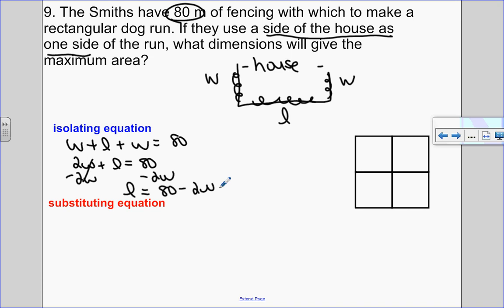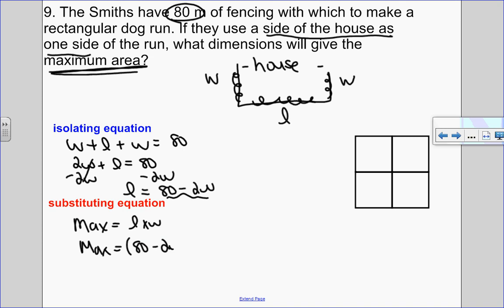Now let's look at my substituting equation. That's always the one that has the max in it. So it says, what dimensions give a max area? So maximum area. Area is length times width. So my maximum area is going to be length, but instead of length, I'm going to use 80 minus 2w, and I'll multiply that by the width.